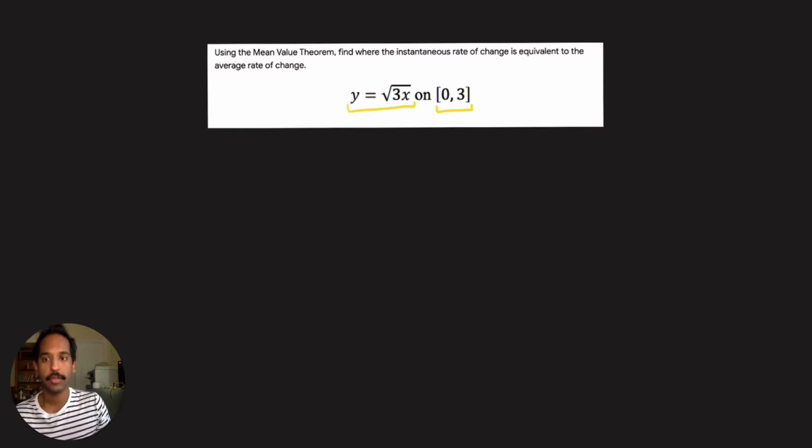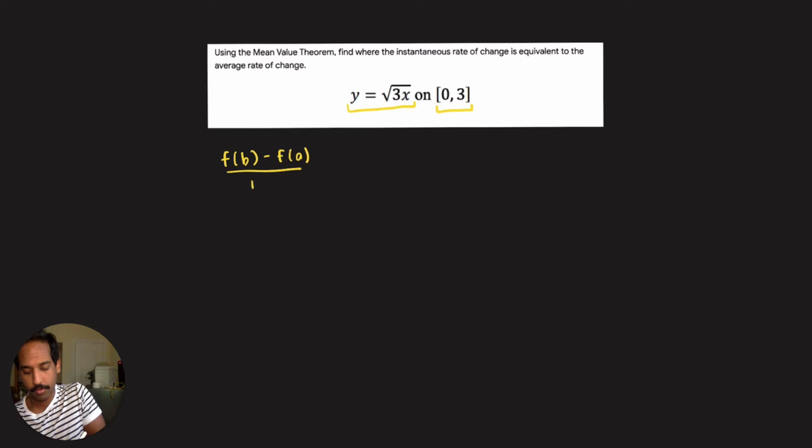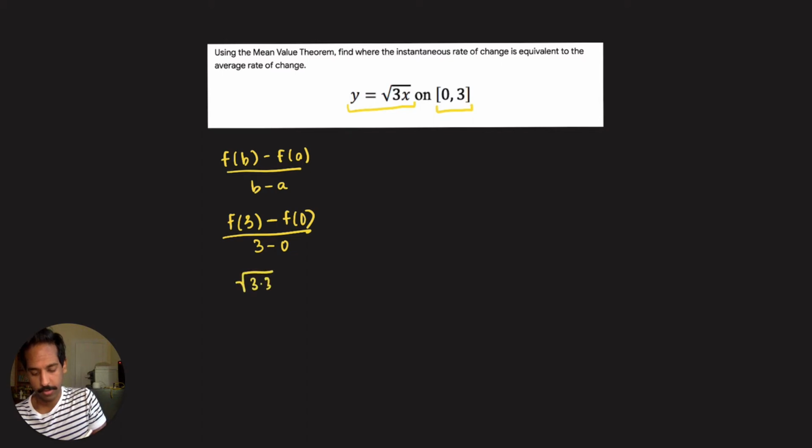And so I know that I'm going to have to find the average rate of change, and to do that, I'm going to use my average rate of change formula, f of b minus f of a over b minus a. In this case, that's going to be f of 3 minus f of 0 over 3 minus 0, which will be the square root of 3 times 3 minus the square root of 3 times 0 over 3 minus 0, which is just 3, right.